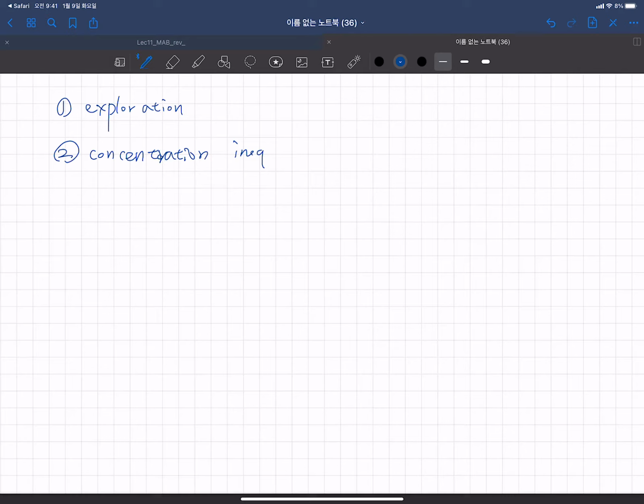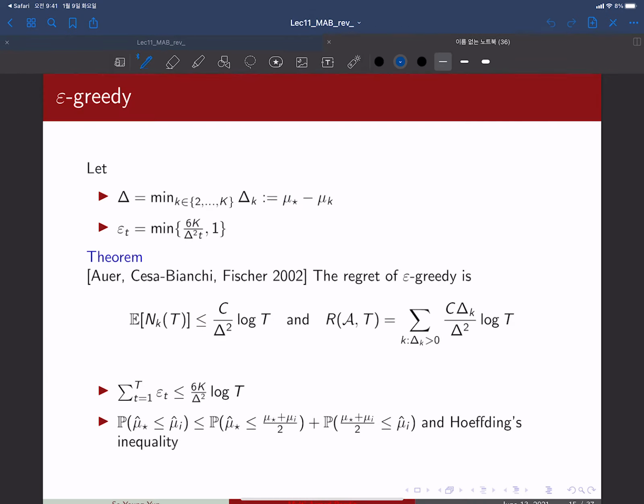So for instance, let's go to the simple epsilon greedy approach. The epsilon greedy approach is a very simple algorithm for the multi-armed bandit setting, where we have an explicit exploration part. We always have epsilon t probability. So with probability epsilon t at time t, we do not follow the empirically best arm, but we randomly choose one of the K arms, just purely randomly, for pure exploration.